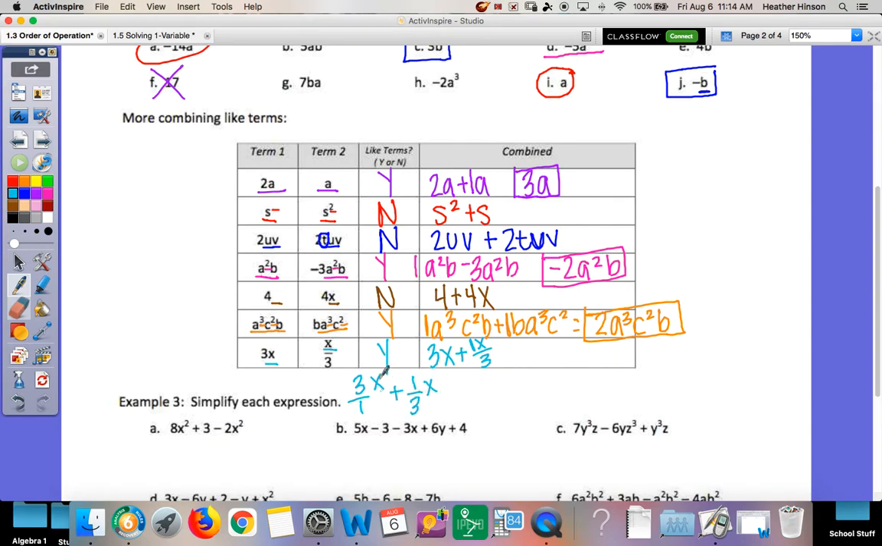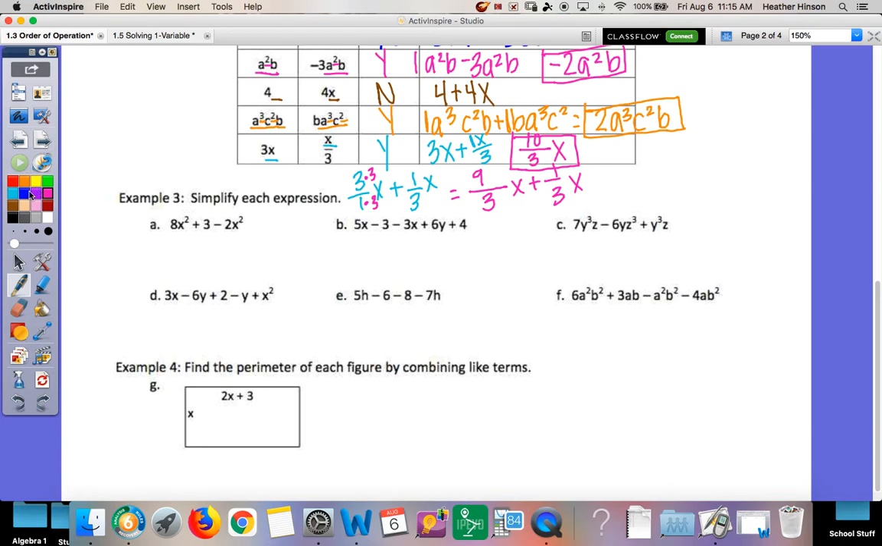So we need a common denominator. What's going to multiply to 3 and 1? We can multiply by 3 to get a common denominator of 3. 3 times 3 is 9. Just bring the other one over because it's already got a 3. And then we can add their numbers. So 9 plus 1 is 10. Our common denominator was 3. And then, of course, that x. So when you have a fraction, make sure you get that common denominator.